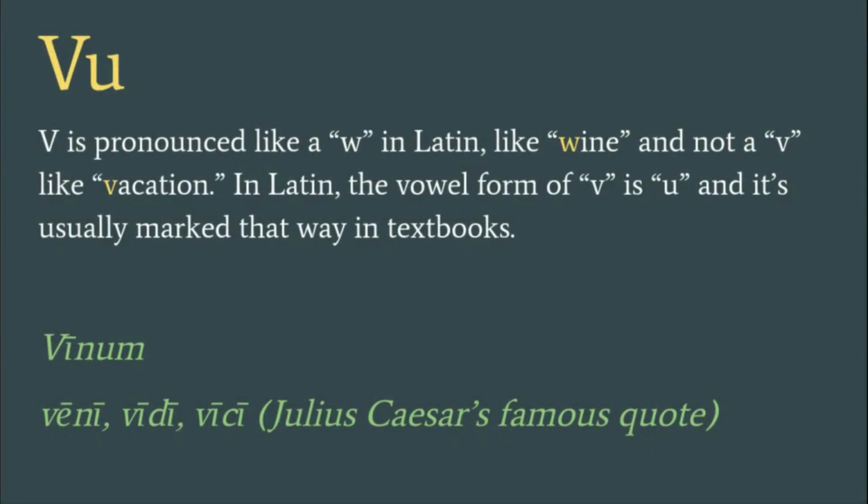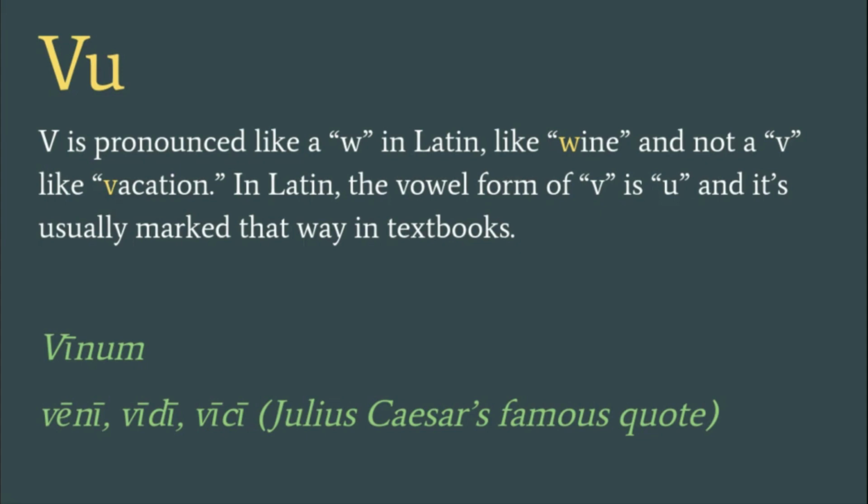Next, we have the V and the U. So V and U are just different forms of the same thing. The V is the consonantal form, and the U is the vowel form. The V is really pronounced like a W in Latin. So if you're thinking of the word wine, right, that W sound is what V sounds like, w. It's never a V like vacation, right? So in English, we always have two different ways of doing it, two different letters, W and V. In Latin, the V is making that W sound.